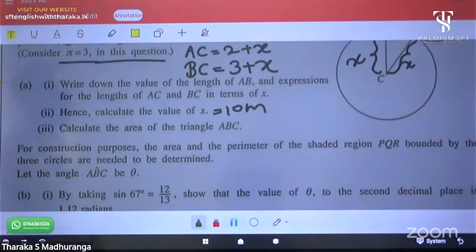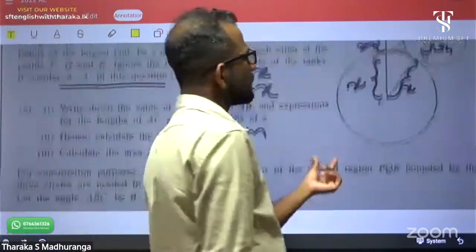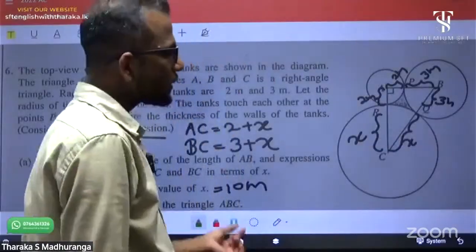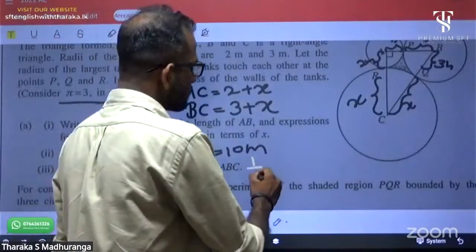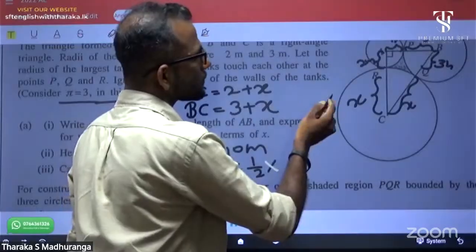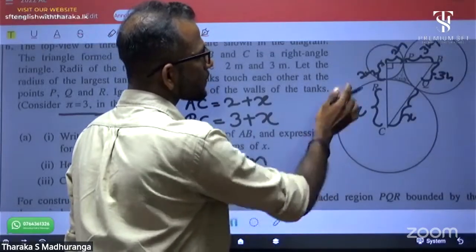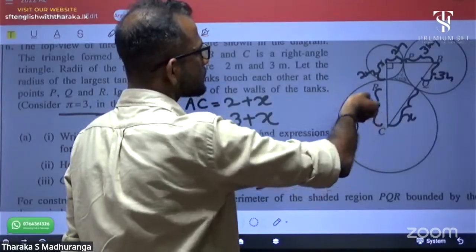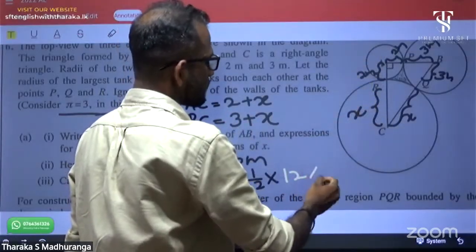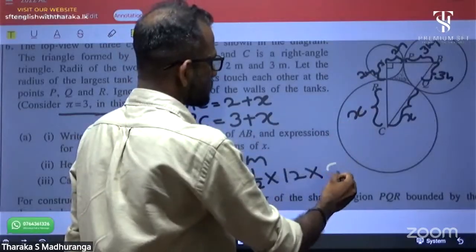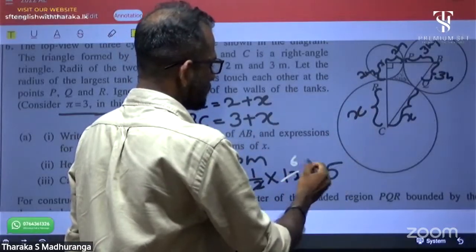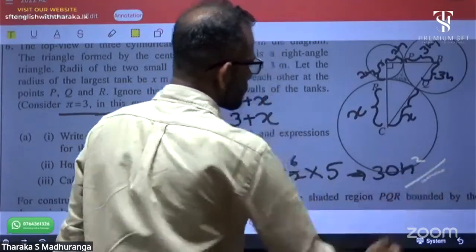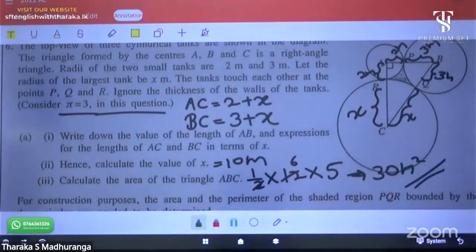Calculate the area of the triangle ABC. The idea is very simple. It is a right angle triangle, half into base into height. Half into base. Now think this is the base. 10 plus 2, it is 12. Height 5. 30. 30 square meter. Simple.